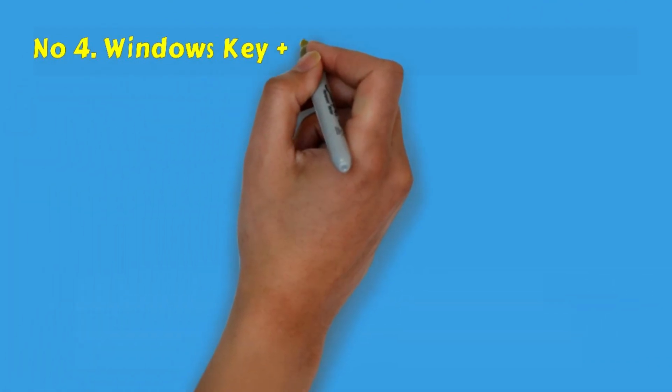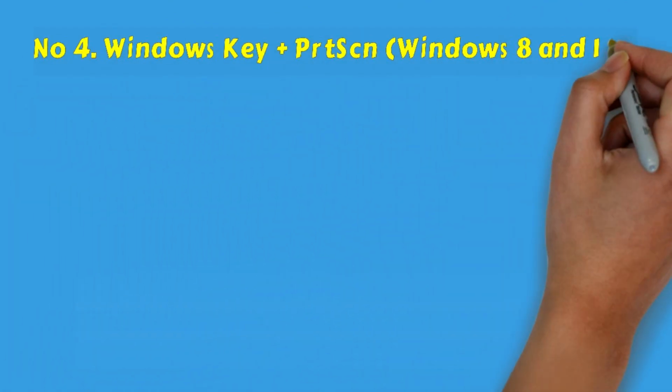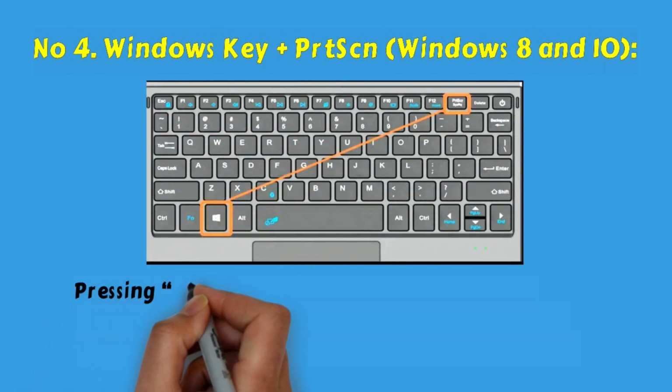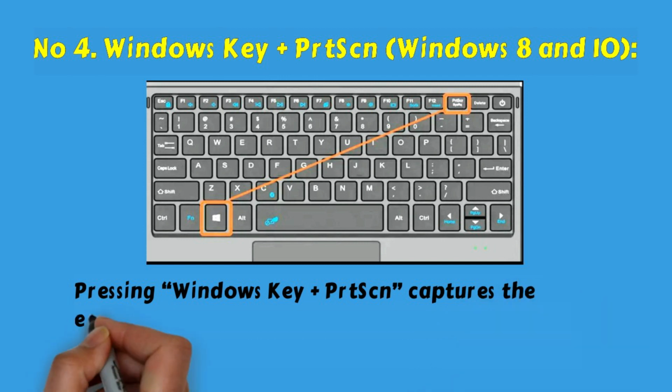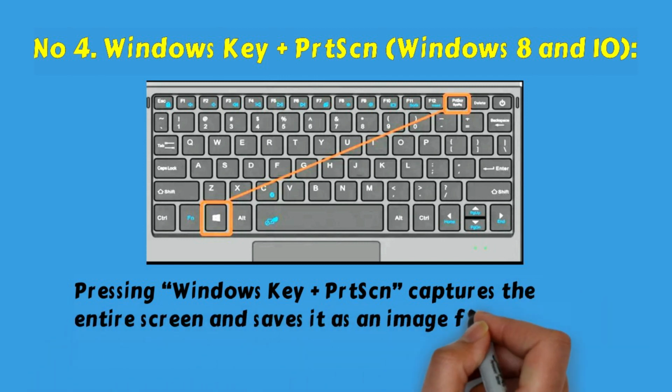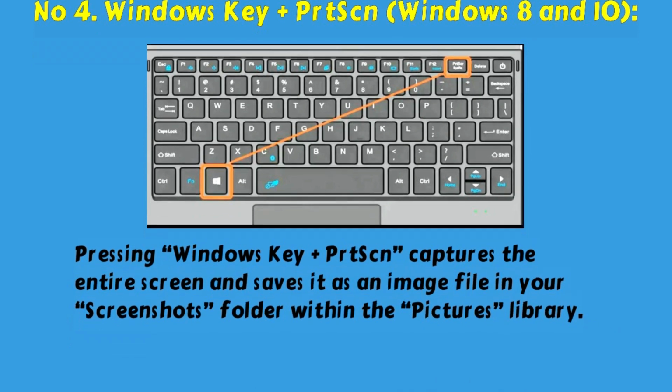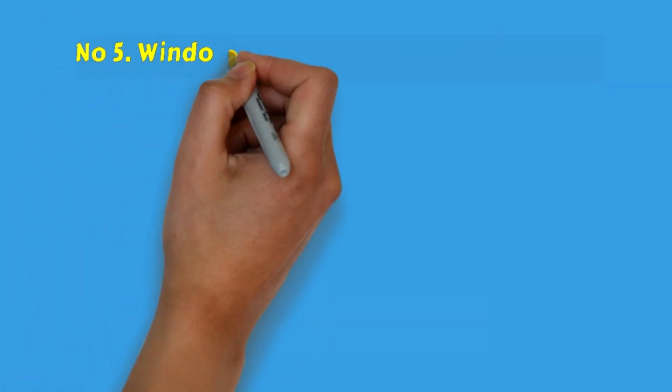Number 4. Windows key plus PrtScn, Windows 8 and 10. Pressing Windows key plus PrtScn captures the entire screen and saves it as an image file in your Screenshots folder within the Pictures library.